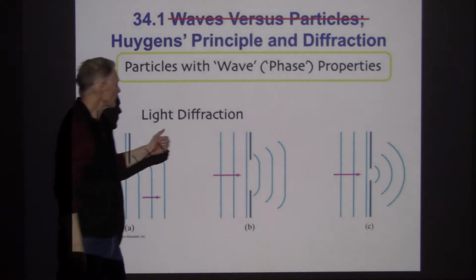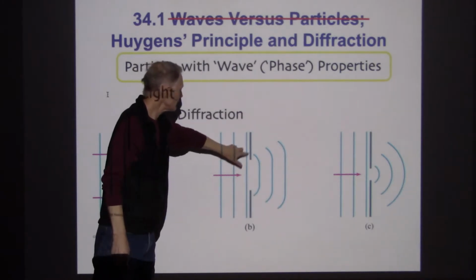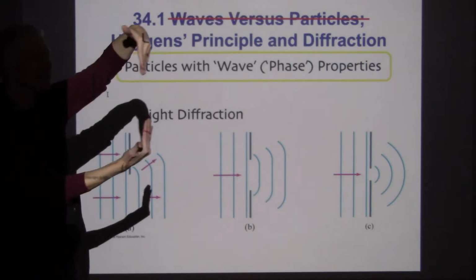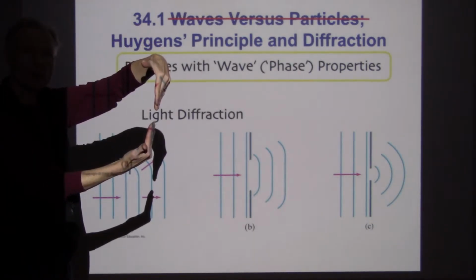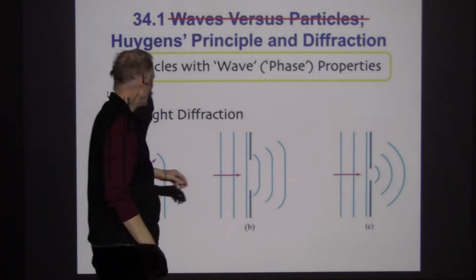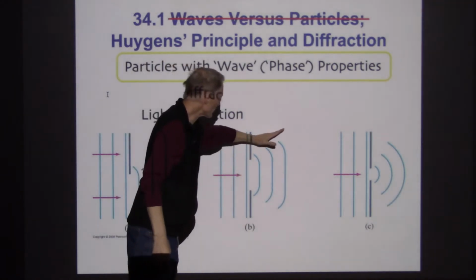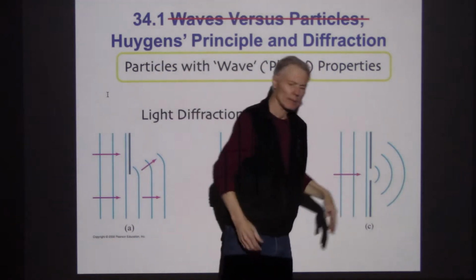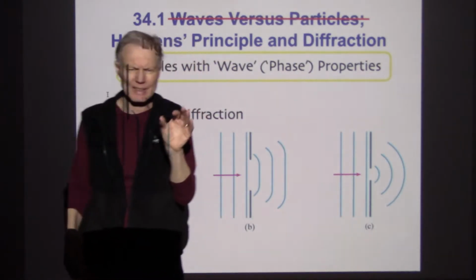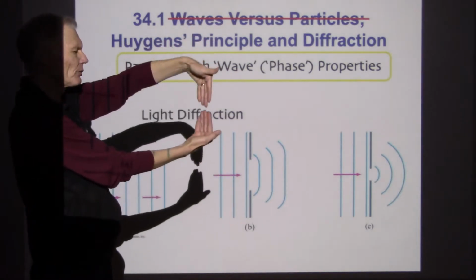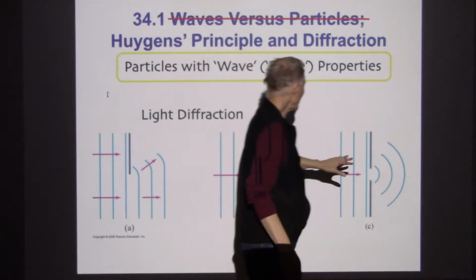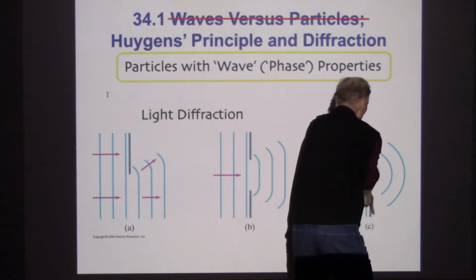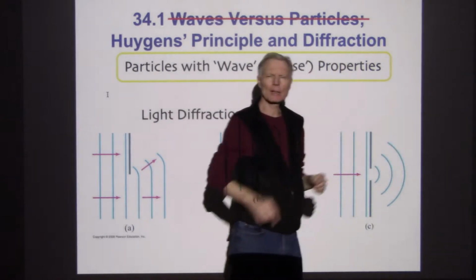Now, what's interesting with this, and this is one of the things that Huygens looked at, is that as the opening in the barrier gets narrower and narrower, you start to see the spreading become more and more pronounced. In the limit of the width becoming infinitely narrow, what we find is that light that looked like it was going straight ahead is now spreading out kind of uniformly in all directions.